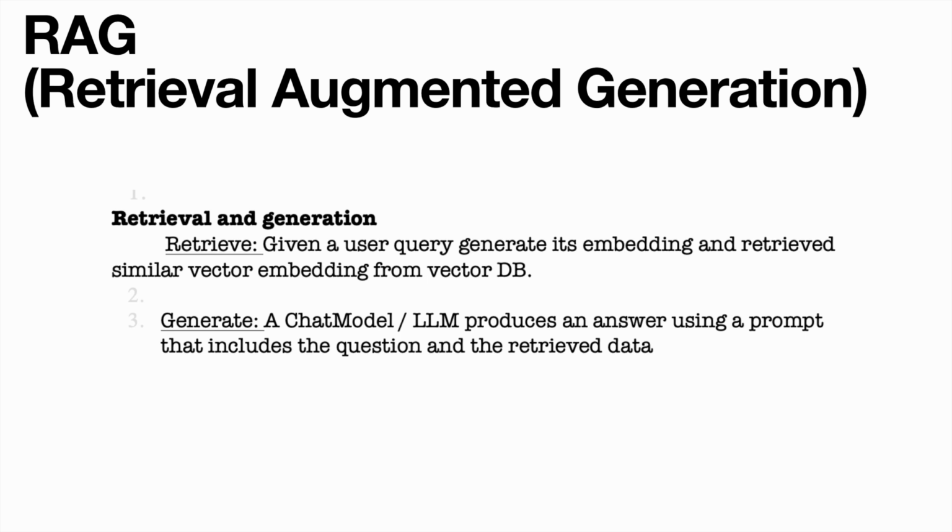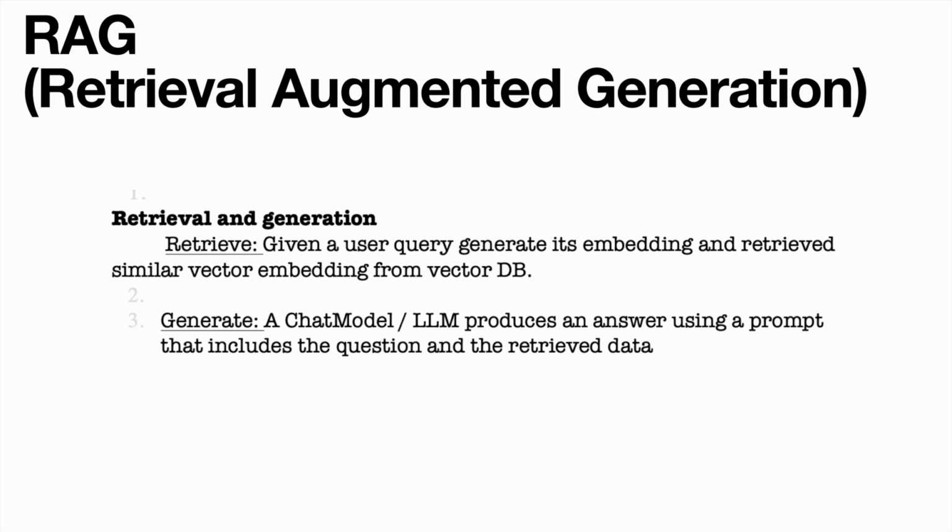After that comes the retrieval and generation phase. Retrieval is when we want to ask something from the data. Given a user query, we generate its embedding and retrieve similar vector embeddings from the vector database. So when we want to ask some question from the data we have stored, we give the query, generate the embedding, and get the similar embeddings from the vector database. That is the retrieval phase.